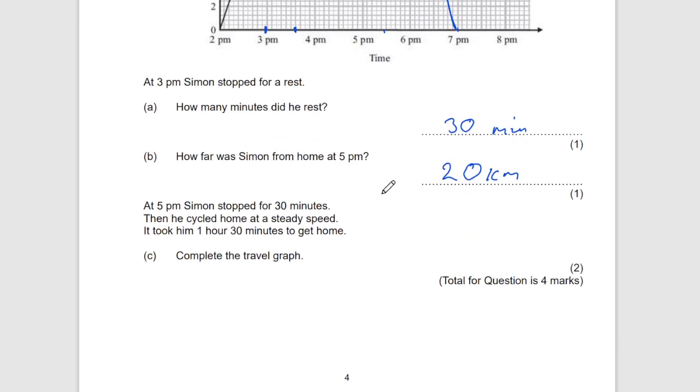So that's going to be my completed time graph. Just double checking the bits. Okay.